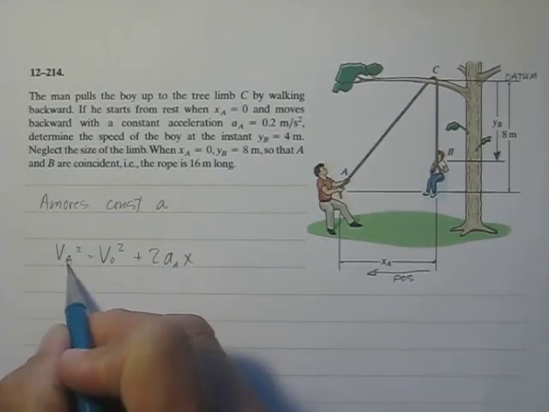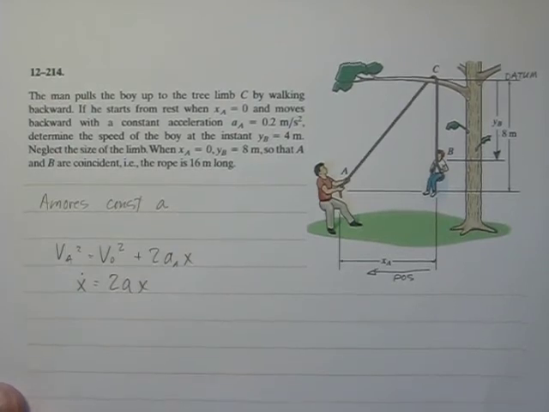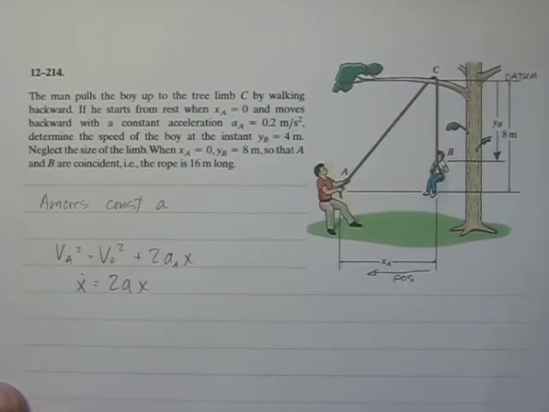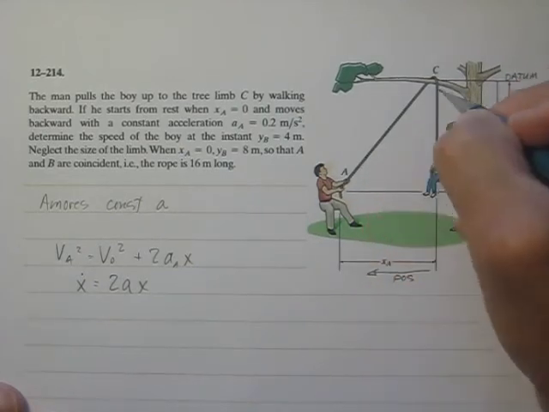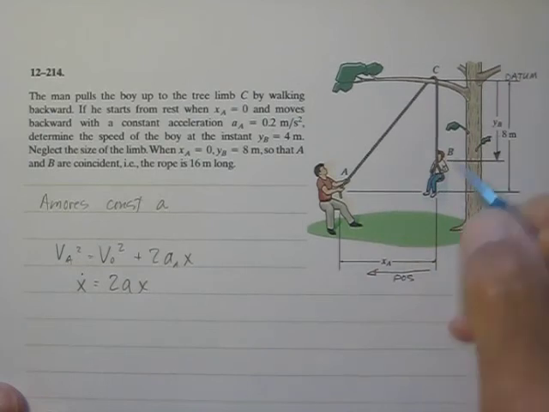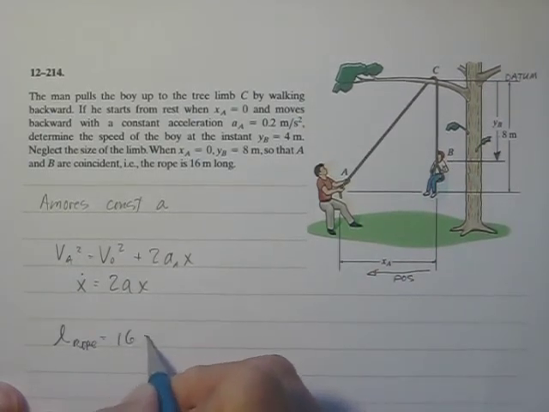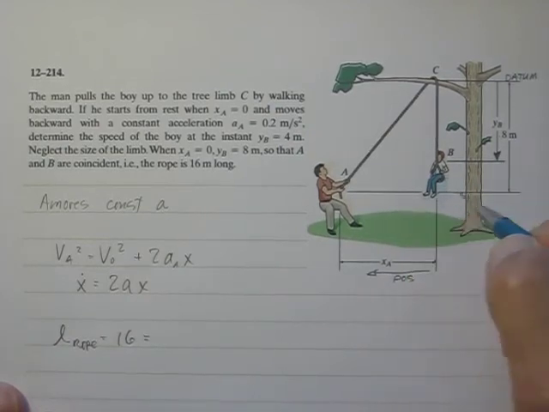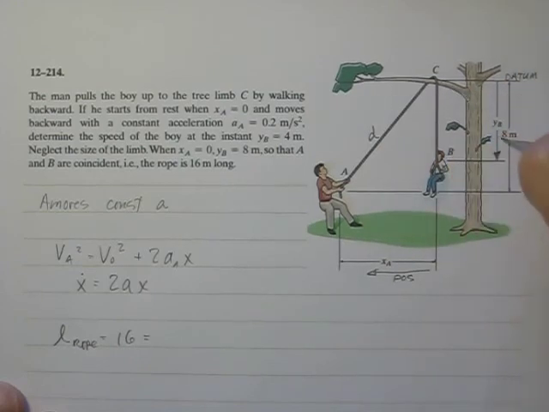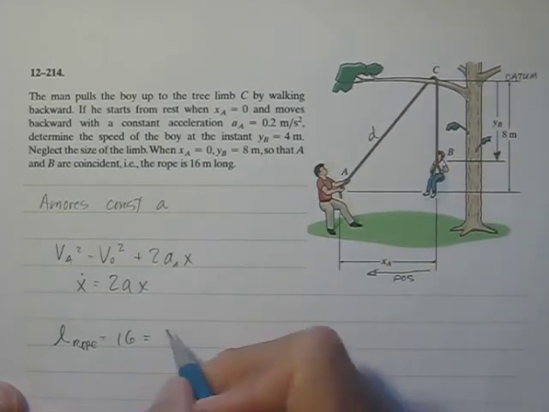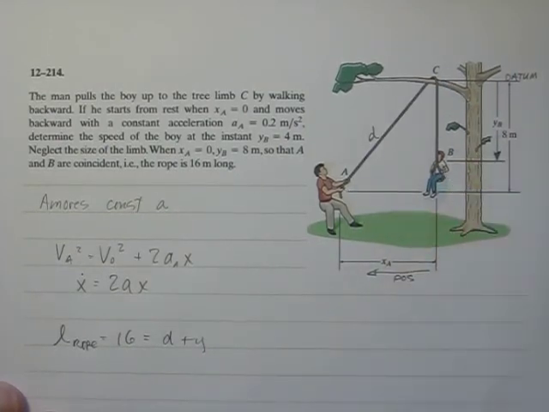Alright, and velocity of A is going to be x dot is equal to the square root of 2ax. Alright, so I have an equation I can get to. Let's talk about the length of the rope. Well, the length of the rope is going to be obviously the length here, and because you started at 16 meters, I can say that the length of the rope is equal to 16 meters. And in our little triangle situation, I can say that this is a distance d, and this distance is y. I can say that 16 is equal to d plus y.